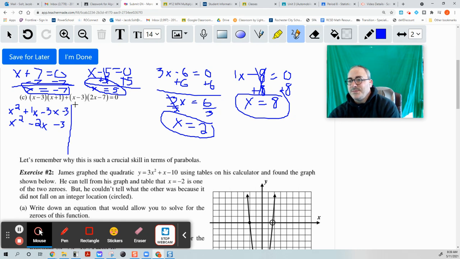All right, now I have to do the same thing. X times 2x is 2x squared. X times negative 7 is negative 7x. Negative 3 times negative 2x is negative 6x. And then negative 3 times negative 7 is positive 21. And I can combine my middle terms here. It gives me negative 13x with my positive 21 with my 2x squared.